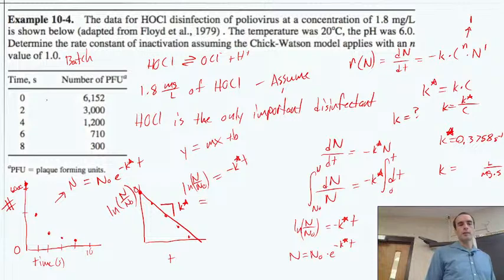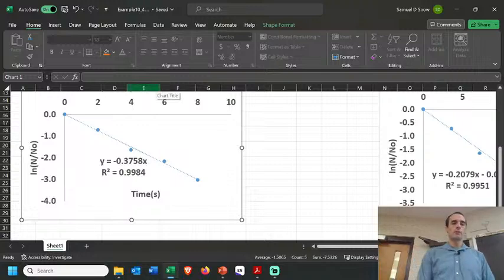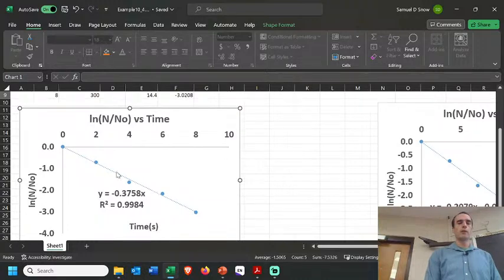And by the way, this chlorine is pretty effective against poliovirus. It happens rather quickly, as we know. Okay, so that should give us kind of the answer here. Pretty straightforward way to do that. This is just the line of best fit there.